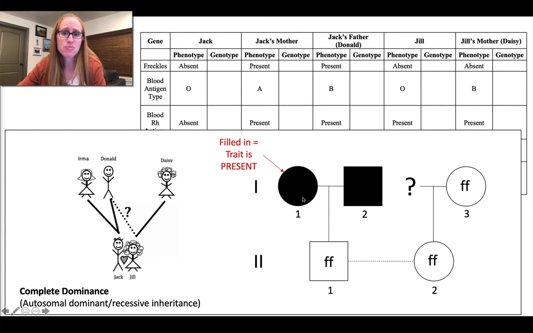If he's little f, but they both have freckles, then obviously they both have to be carrying a recessive allele, but also a dominant allele so that they'll express freckles. So we could fill in our table. We now know what the genotype is of Irma and of Donald and of the rest of them on the tree. And so then the next question is, could Donald be Jill's father, right?